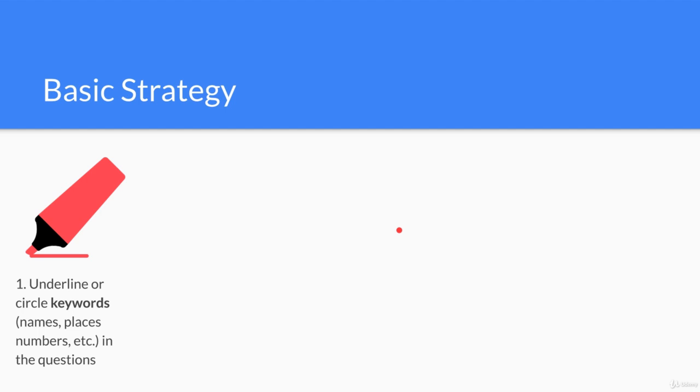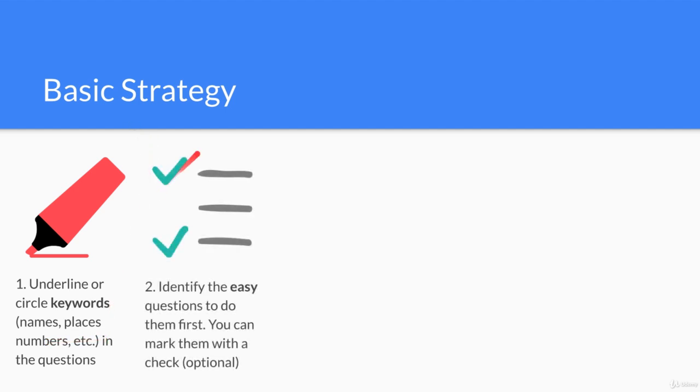Now let's go over the basic strategy. Our basic strategy is pretty much the same as what you have seen for some of the other question types, so let's run through it really quickly. The first thing you're going to do is mark the keywords. Keywords are names, places, numbers, etc. Next, you can put a check mark next to the easy questions so you know which ones to do first.